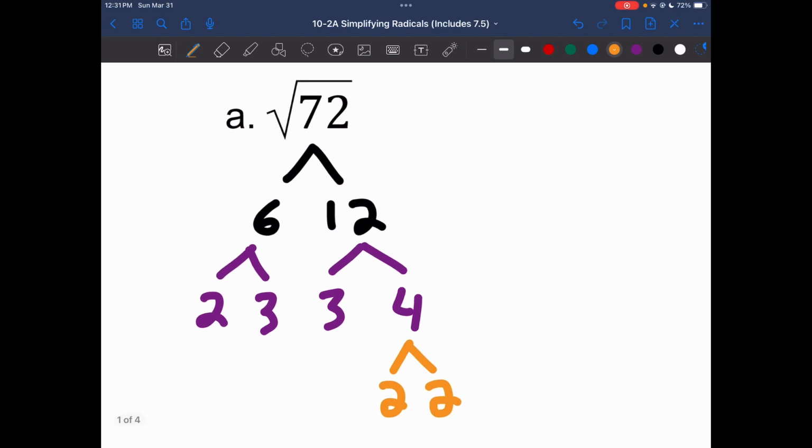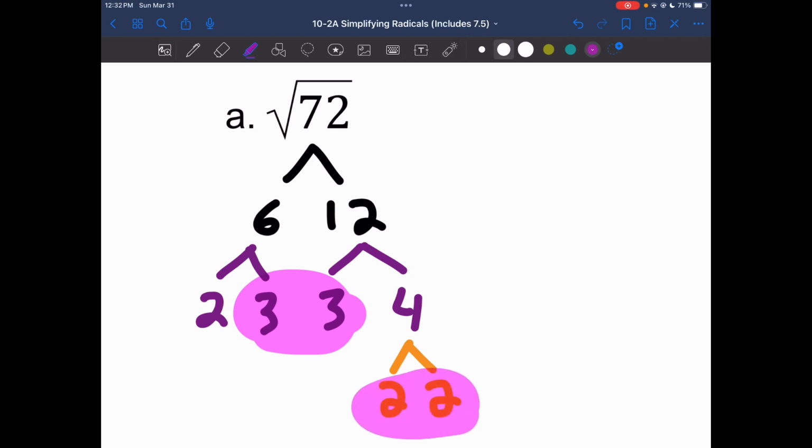So we're looking at a square root here, right? Our index is not shown, so it's a square root. When we take a square root, we are looking for factors that are going to be pairs, right? Because the square root of 4 is 2. 2 times 2 is 4. So we're looking for pairs inside of our terms. We've got a pair of 3's right there, and we have a pair of 2's right there.